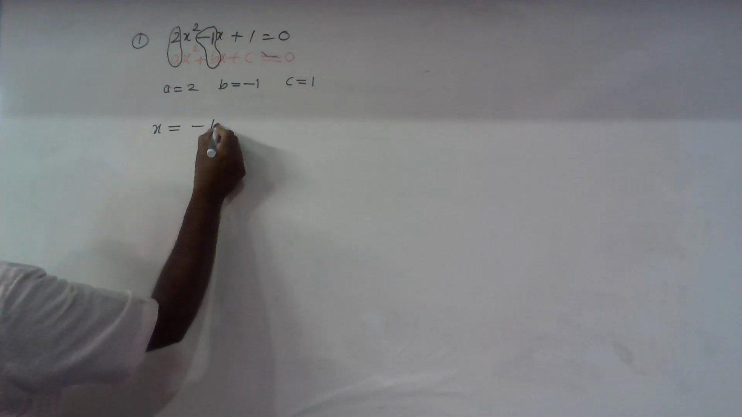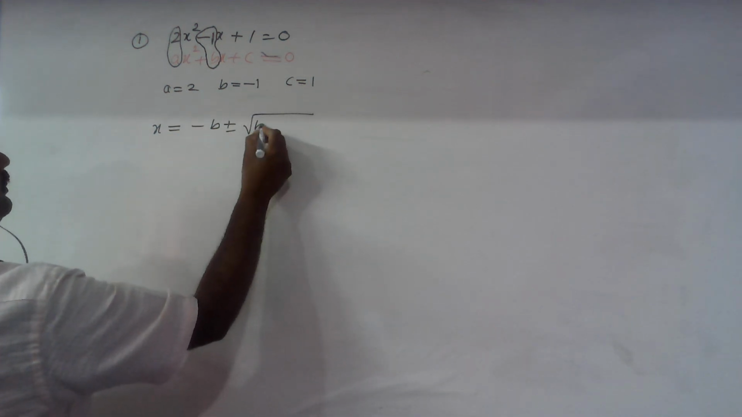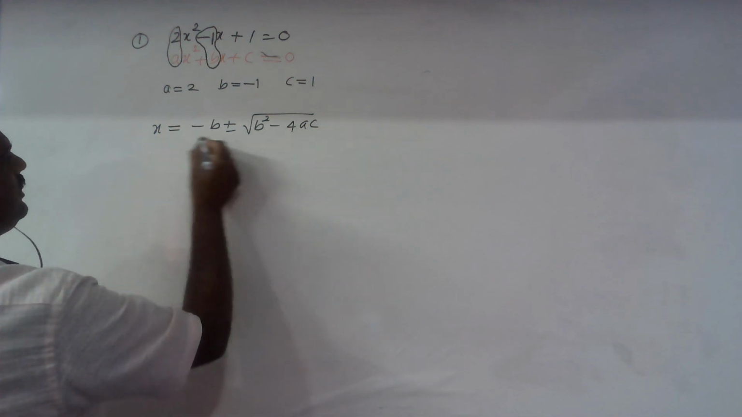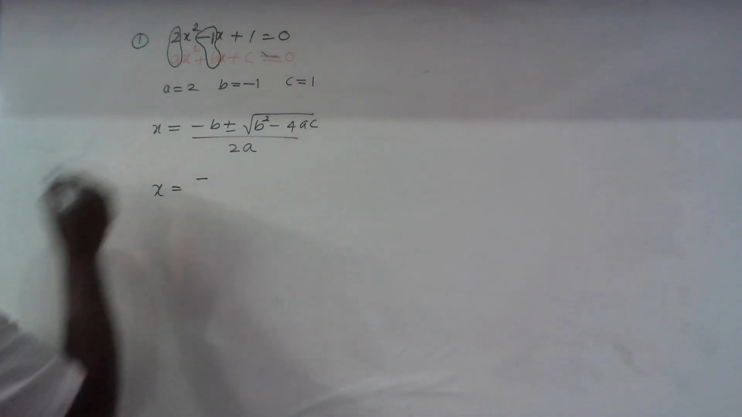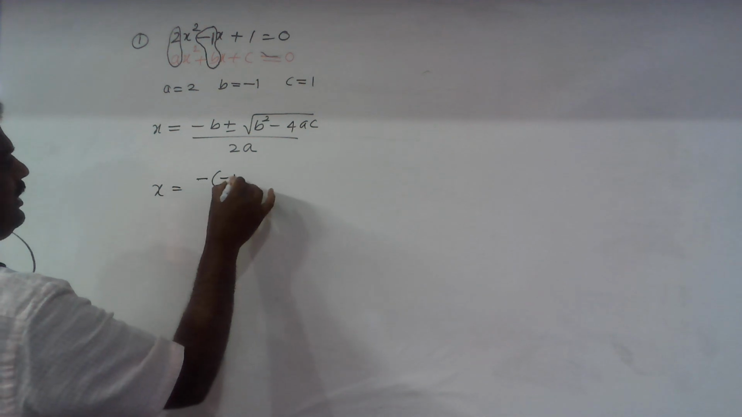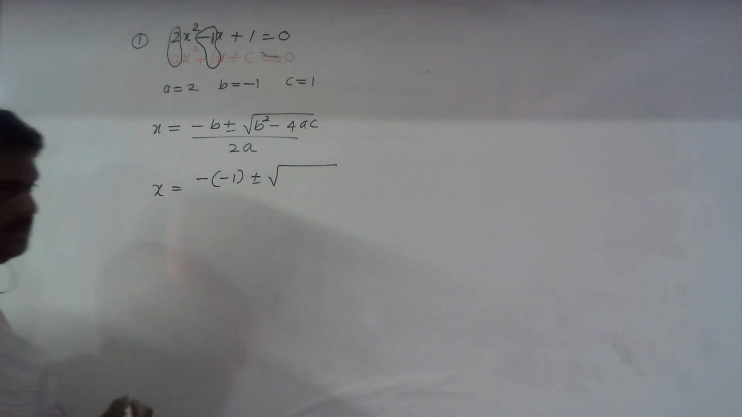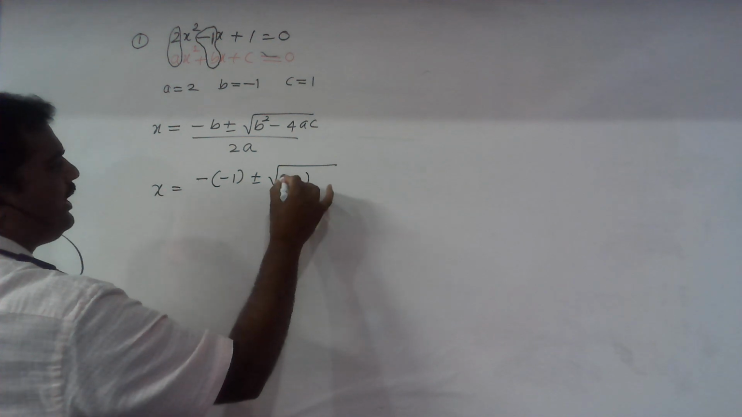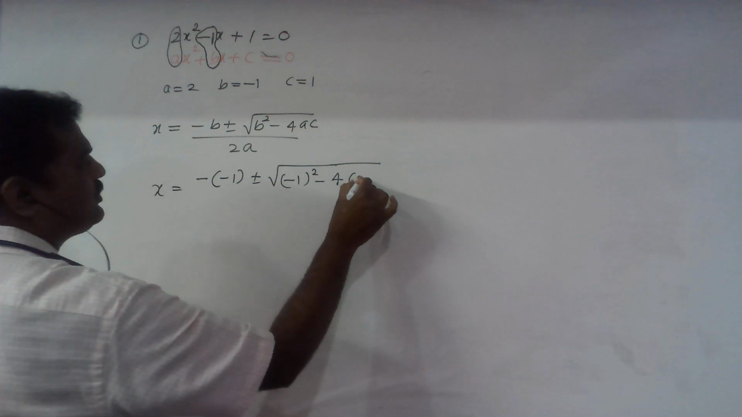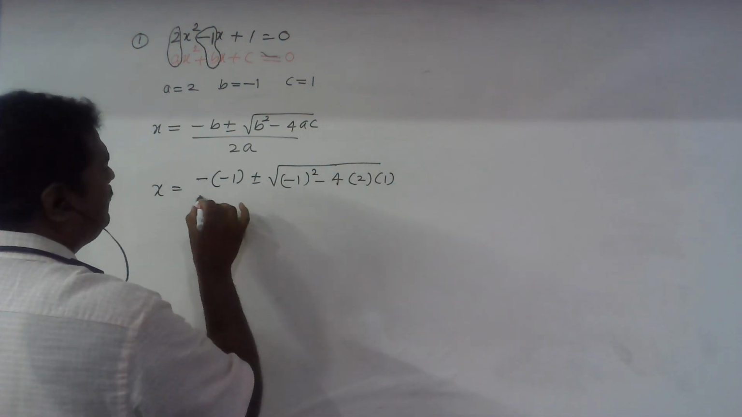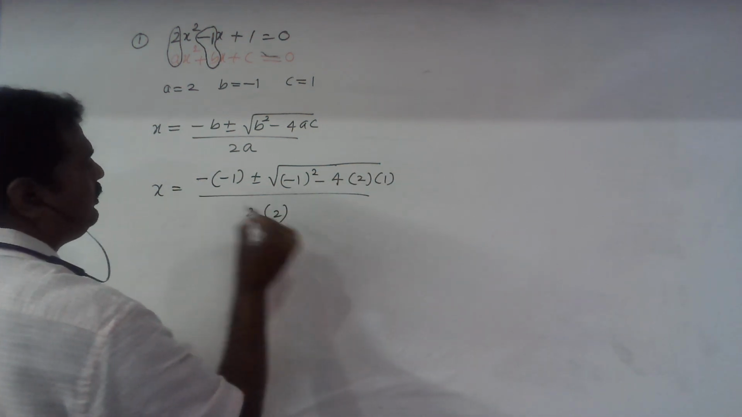So once you get the values of a, b and c, write the formula: x equals minus b plus or minus root of b square minus 4ac, whole divided by 2a. Here x equal to, minus is a formula sign. So what is the value of b? It is minus 1, plus or minus root of b value minus 1 whole square, minus 4 into the value of a, which is 2, the value of c is 1, and whole divided by 2 into 2.